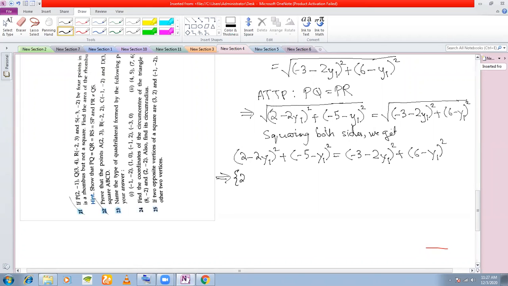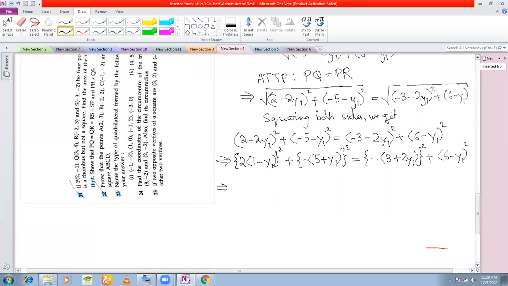Twice of 2 minus y1 can be written as twice of (1 minus y1) whole square. Plus, again here I have minus 5 minus y1, so I can write this as minus of (5 plus y1) whole square. Again I have (minus 3 plus 2y1) whole square plus 6 minus y1 square.